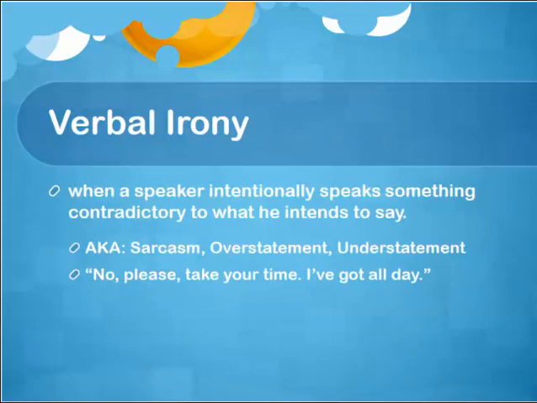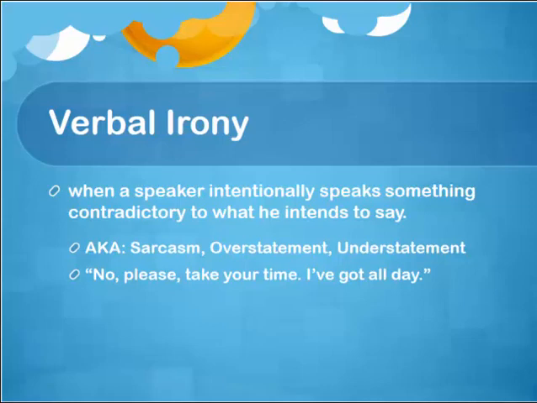Verbal irony is when a speaker intentionally says something that contradicts what they intend to say. In other words, this is sarcasm, hyperbole, and understatement. So anytime you're using sarcasm in a conversation or in writing, that is an example of verbal irony.